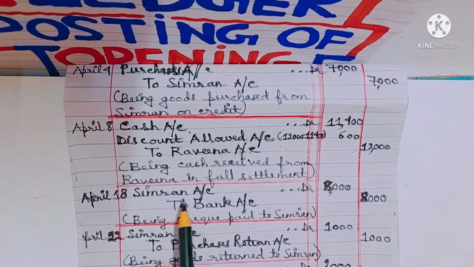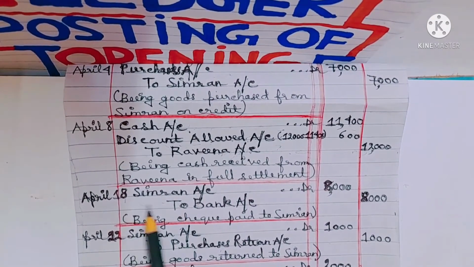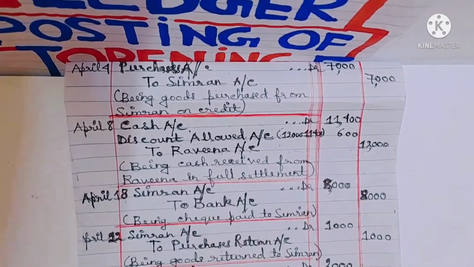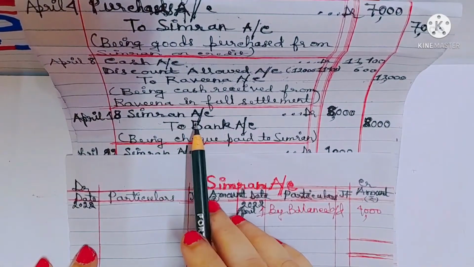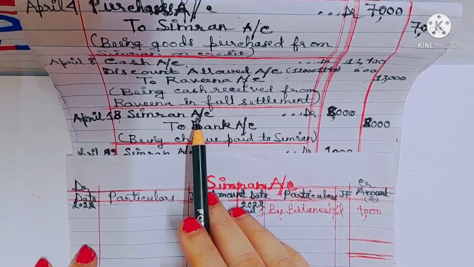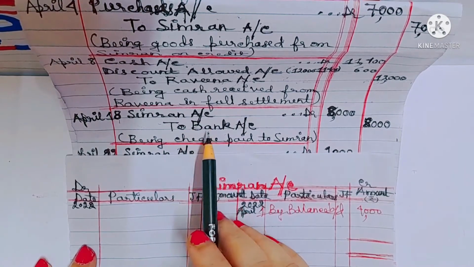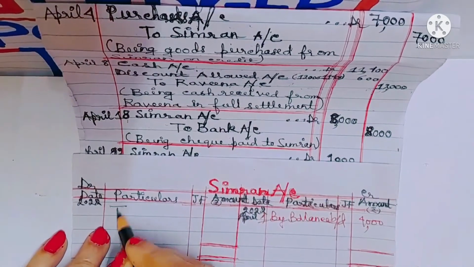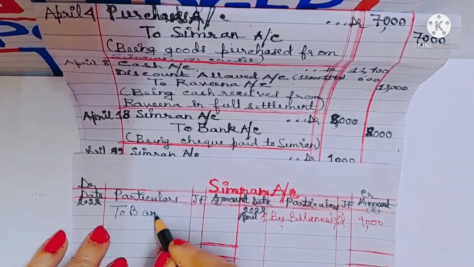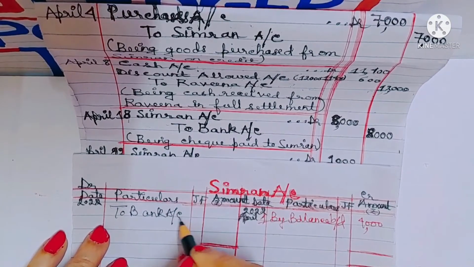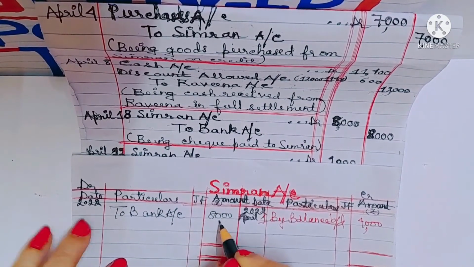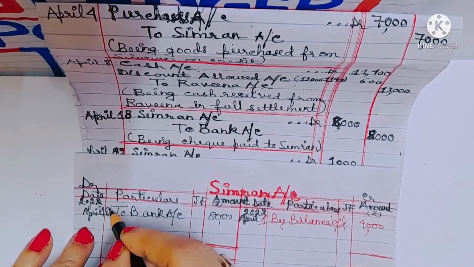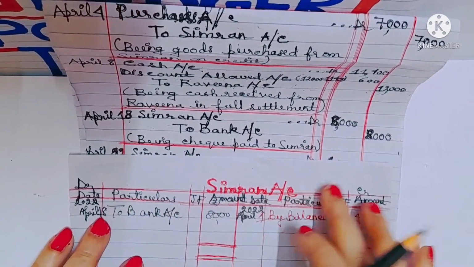Now let's see the next transaction. What is the next transaction? See, on 18th April, Simran account to bank. So let's do Simran account. Now what is the position of Simran account? Simran account is on the debit side. Since Simran account is on the debit side, bank will also appear on the debit side in the Simran account. So to bank account. How much? 8,000. Date April 18th. Understood?